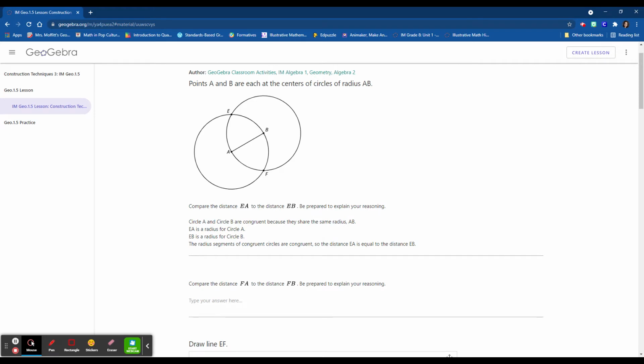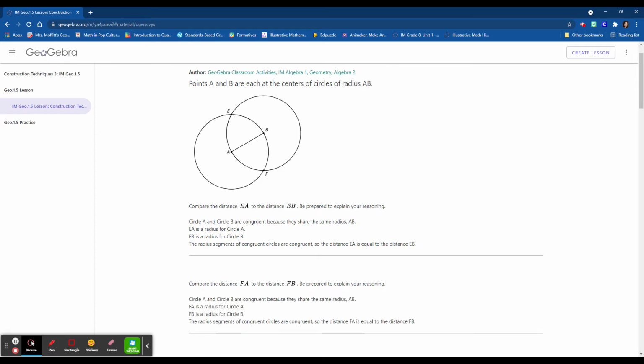It says compare the distance FA to the distance FB and be prepared to explain your reasoning. So when I'm looking at my two circles again, I notice that FA is a radius for circle A. And then the other distance was FB. Well, I noticed that FB is a radius for circle B. So I'm pretty sure that FA and FB are going to have to be congruent to each other, equal distances, equal lengths, for pretty much the exact same reasoning we had in the first problem. All right, so moving on to the next problem.